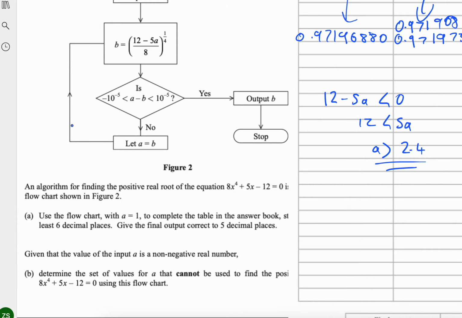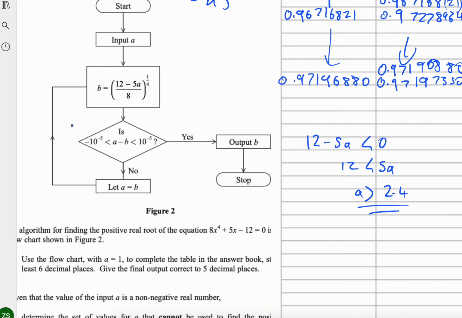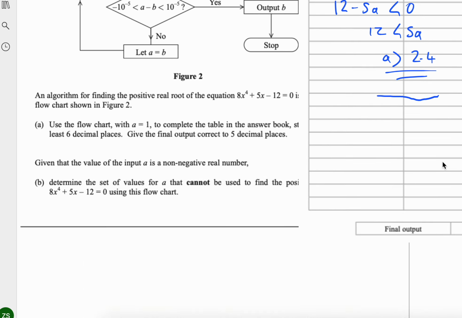The final output to 5 decimal places is 0.97197. A relatively straightforward question, yeah? It's just computing power. You need to be accurate. It's not particularly hard. You just need to be careful. And make sure you don't lose your calculator the week before your exams.